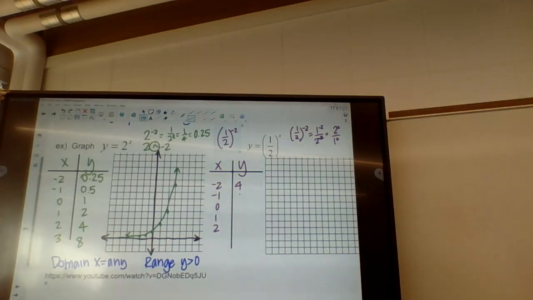1/2 to the -1 power is going to be 2. What you're going to actually notice in a second, I think hopefully you'll see it, is that this table is actually going to be flipped with the last one.